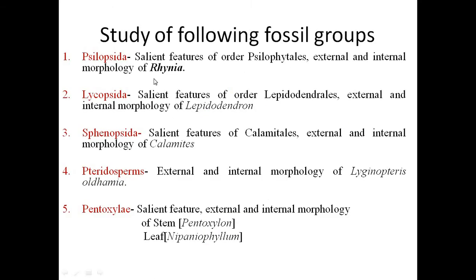Let's have a recap of what we studied in the last lecture. In the last lecture, we studied mainly the group Sphenopsida, in which we focused on Rhynia, and the second group, Lyginopteris, in which we studied the Lepidodendron. Today we continue our journey toward the remaining three groups: Sphenopsida, in which we are going to concentrate on Calamites; Pteridosperms, in which Lyginopteris; and Pentoxylae with its stem genus Pentoxylon and leaf genus Nipaniophyllum.